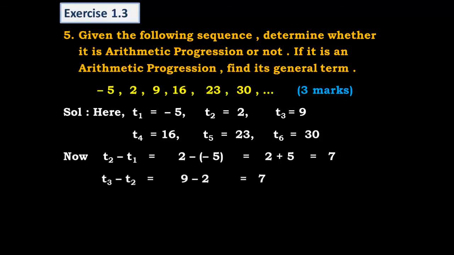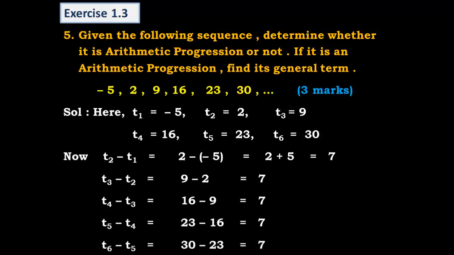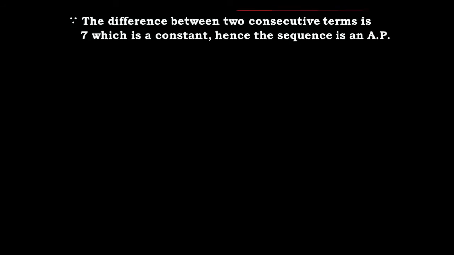T3 minus T2, 9 minus 2, which is equal to 7. T4 minus T3, 16 minus 9, 7. T5 minus T4, 23 minus 16 is equal to 7. And T6 minus T5, 30 minus 23, which is also equal to 7. See, the common difference is constant. That means we can say the given sequence is an AP.